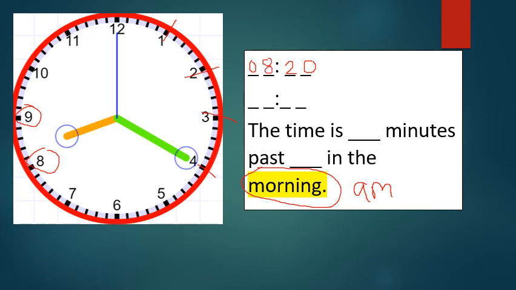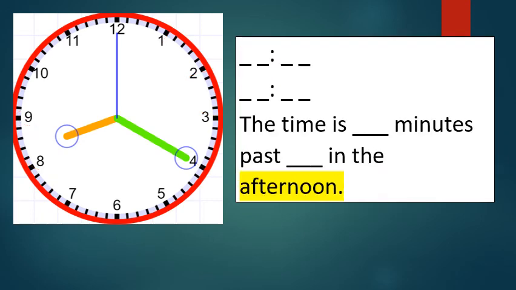Now, if it is AM, the time stays exactly the same. It doesn't change. It's because it doesn't change in the 12-hour clock, in the 24-hour clock. Okay, so it's exactly the same. The time is how many minutes past something in the morning. So the time is 20 minutes past 8 in the morning. This time, I've kept the time exactly the same.